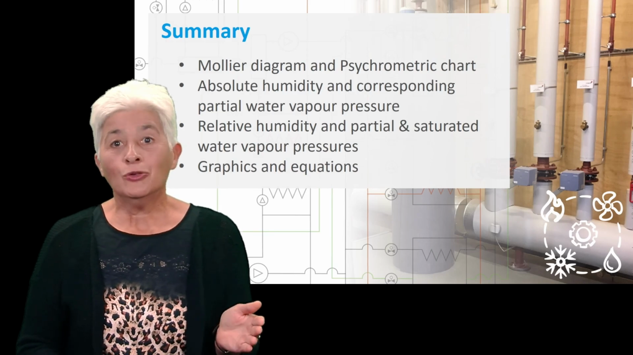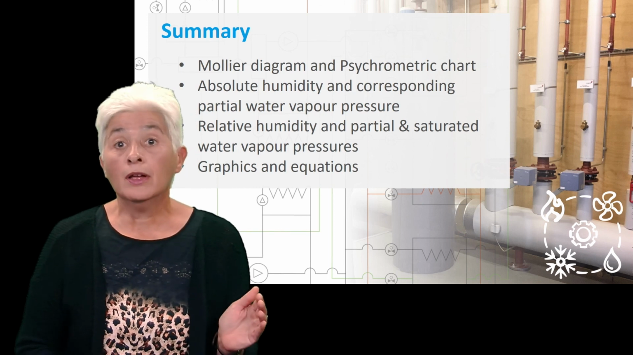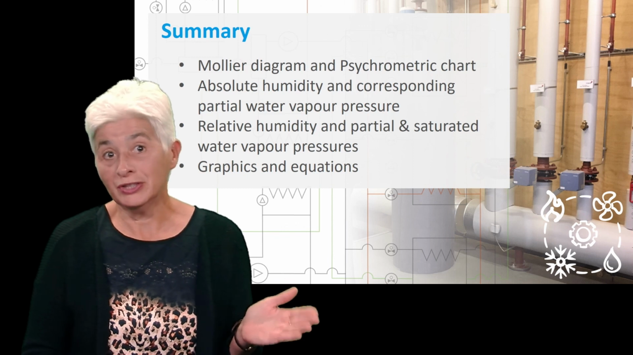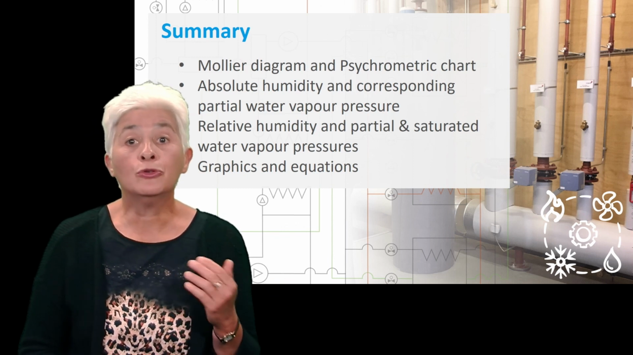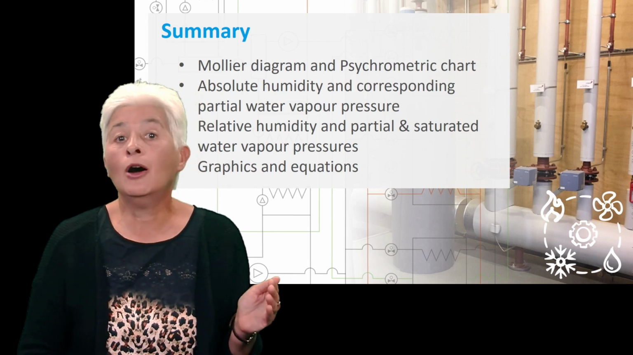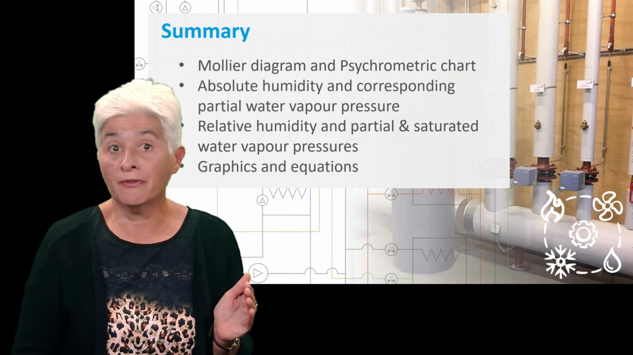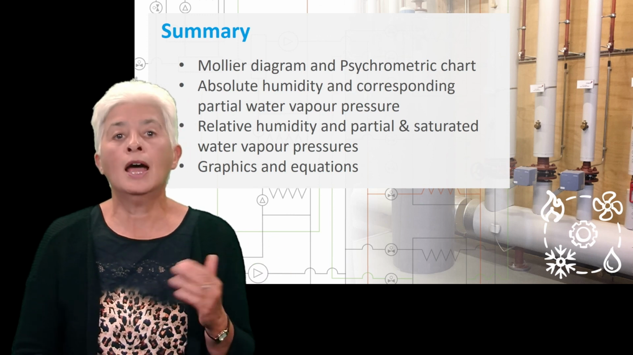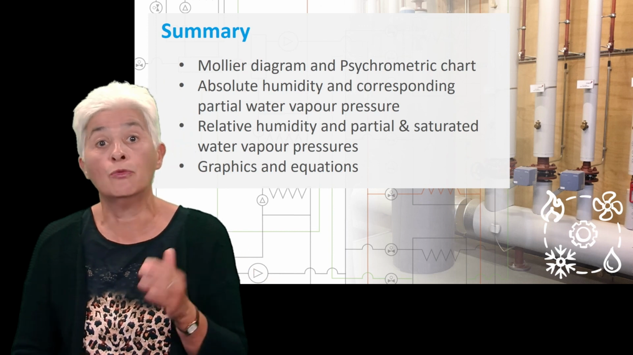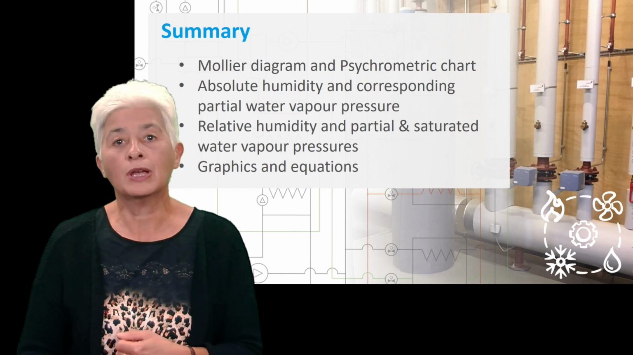In this lecture, you got acquainted with the Mollier diagram and the psychrometric card, and know which air parameters can be found on these diagrams. You have learned how to find the absolute and relative humidity on these cards, and you know how to derive the corresponding equations relating partial vapor pressure with absolute humidity and relating relative humidity to partial and saturated vapor pressures of water. This may be useful to make calculations instead of looking at a diagram.